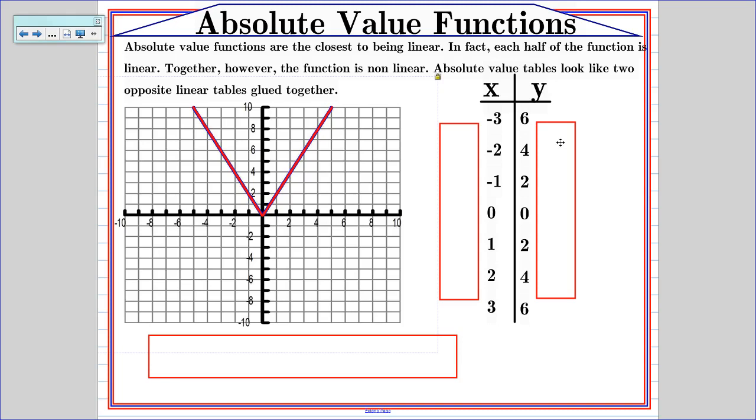You're going to start your analysis in the same way. You're going to look for the change in y. The y values go down 2, down 2, down 2, but then switch to going up 2, up 2, up 2. If I look at the change in x, I can see that that's consistent. It's always going up by 1. So in essence, my change is down 2 over 1, down 2 over 1, down 2 over 1. That's the decreasing part of the graph. And then it switches to up 2 over 1, up 2 over 1, up 2 over 1. That's the increasing part of the graph.